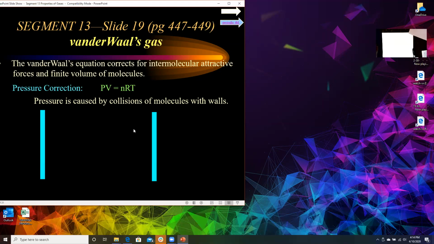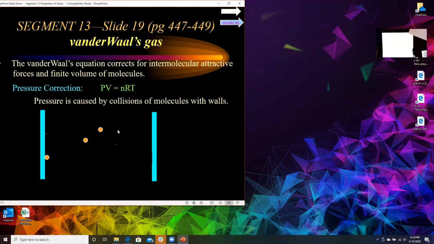So if I'm looking at this, here's a molecule, and here are the two container walls. As the molecule hits this wall, it's going to go across over here and hit this wall and come back to its original position in the container. And the number of collisions per second that molecule does with these walls is the pressure.